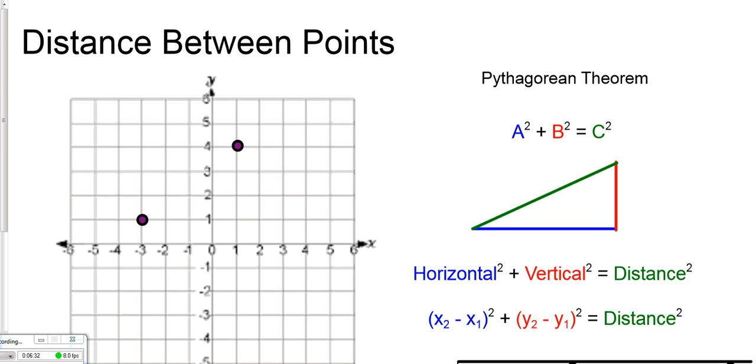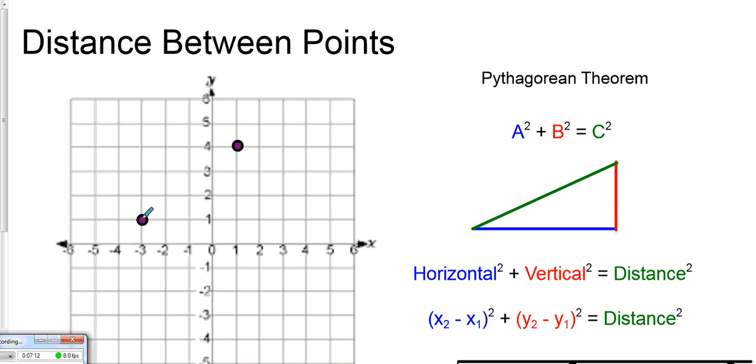Solving the distance between points. When we're solving the distance between points, we can think of it as the Pythagorean theorem. Remember, the Pythagorean theorem only works for a right triangle with sides a, which I've done in blue, b, which I've done in red, and c, which I've done in green. If you want to find this green side, also known as the hypotenuse, you take the two legs, a and b, you go a squared plus b squared equals c squared. That would be the Pythagorean theorem.